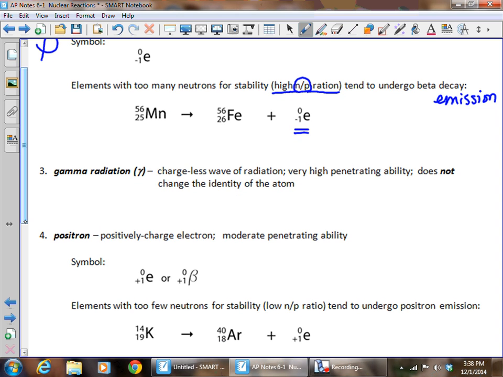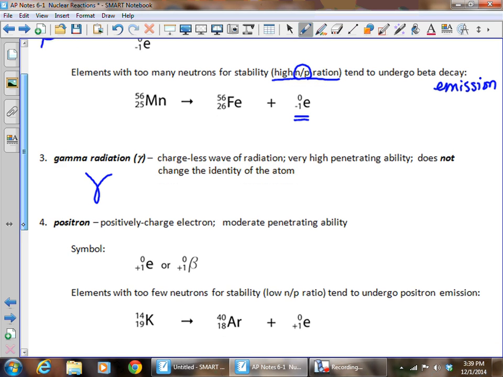The third one, gamma radiation, and it looks like this when it's handwritten. It's chargeless. It's a wave of radiation. It's neutral in charge. Very high penetrating ability because it's not a particle. It's a wave. This does not change the identity of the atom, but it does lower the energy whenever that radiation is given off. So those are the three we covered last year.